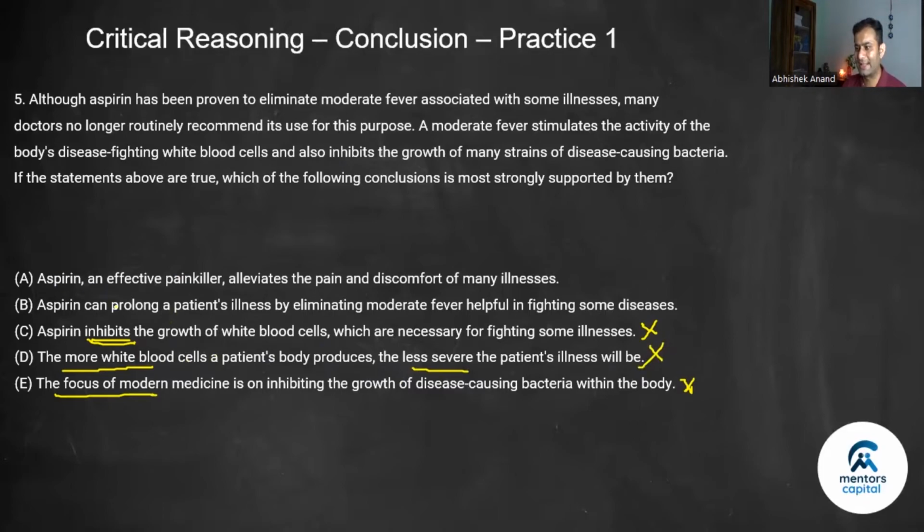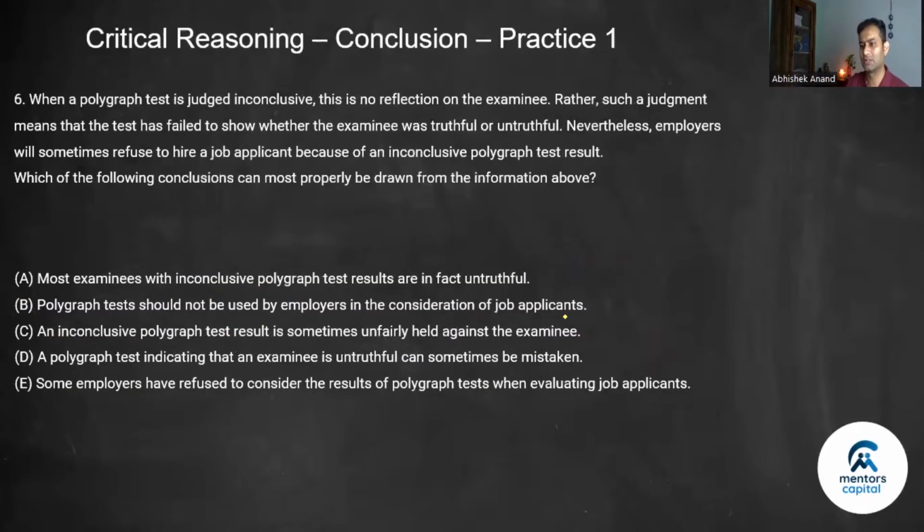Look at this. Why is A out? We don't know whether it's an effective painkiller. And look at the second one. Alleviates the pain and discomfort of many illnesses. It doesn't say many illnesses. This is the least incorrect one, B. Aspirin can prolong a patient's illness. Yes, by eliminating moderate fever, which is helpful in fighting disease. This is given to us. So B is the correct answer.